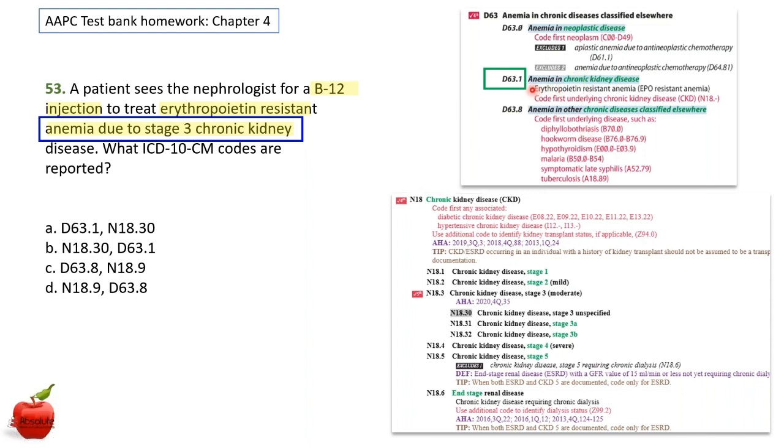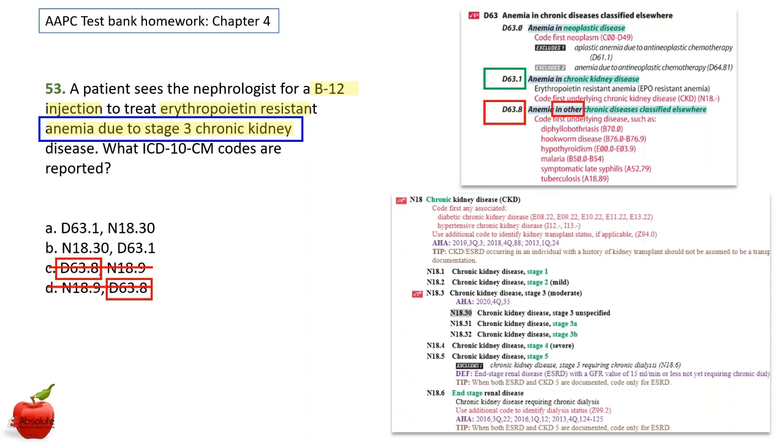It must be D63.1, right? Because it's specified that we have anemia which is due to chronic kidney disease. And if you look over here, it's also saying erythropoietin resistant anemia, EPO resistant anemia, as well, which is exactly the same as what we have in our scenario. So D63.1 is going to be the correct one, and D63.8 is wrong. So option C and option D have D63.8, right? So we can eliminate options C and D.